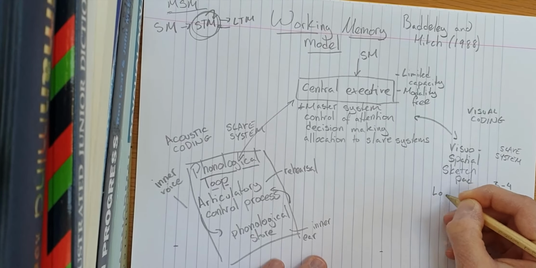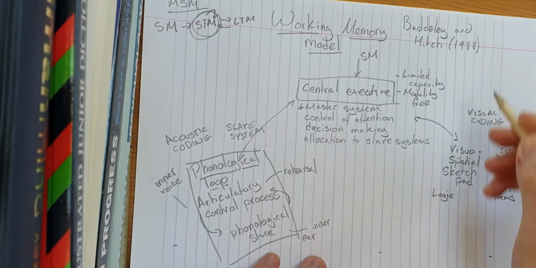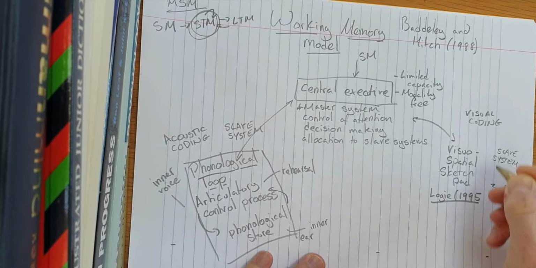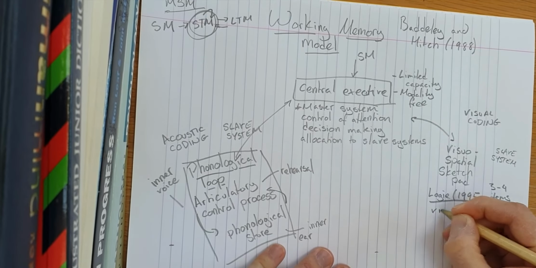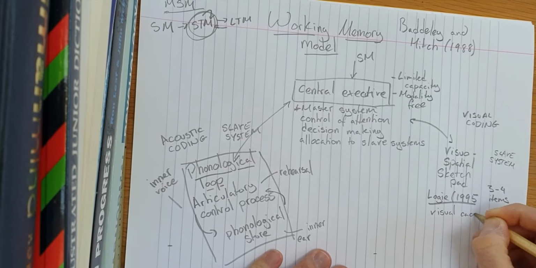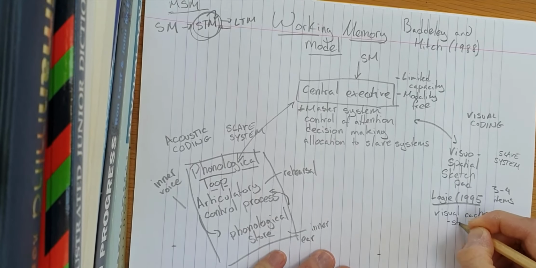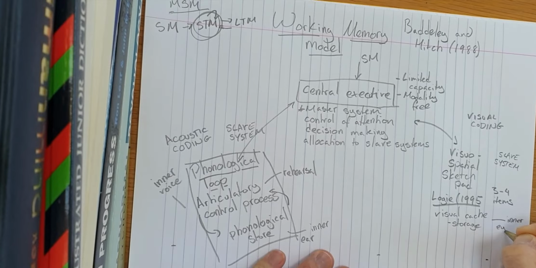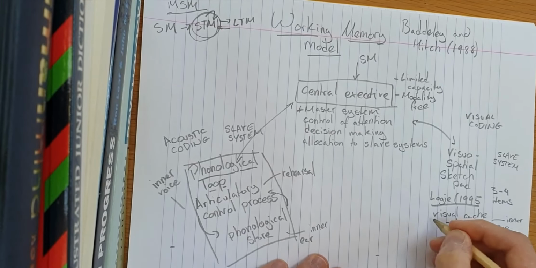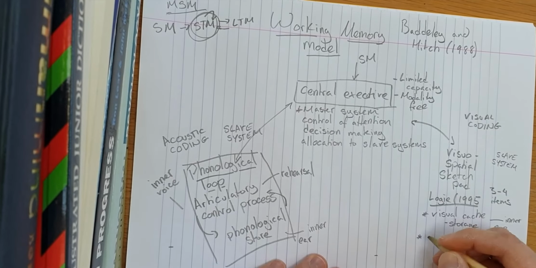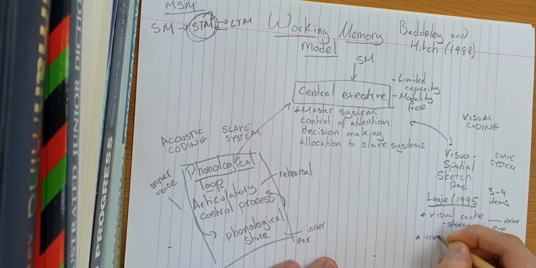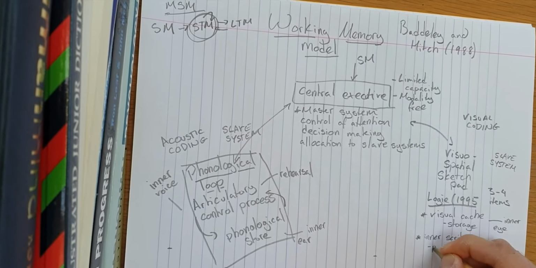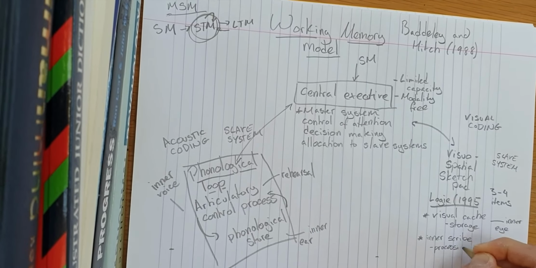Again, Logie, I said there was going to be some additions to Baddeley and Hitch's original model. Logie in 1995 breaks the visuospatial sketchpad down into a visual cache, which is our storage, like our inner eye, and also an inner scribe, which Logie says is responsible for processing the arrangement of objects.